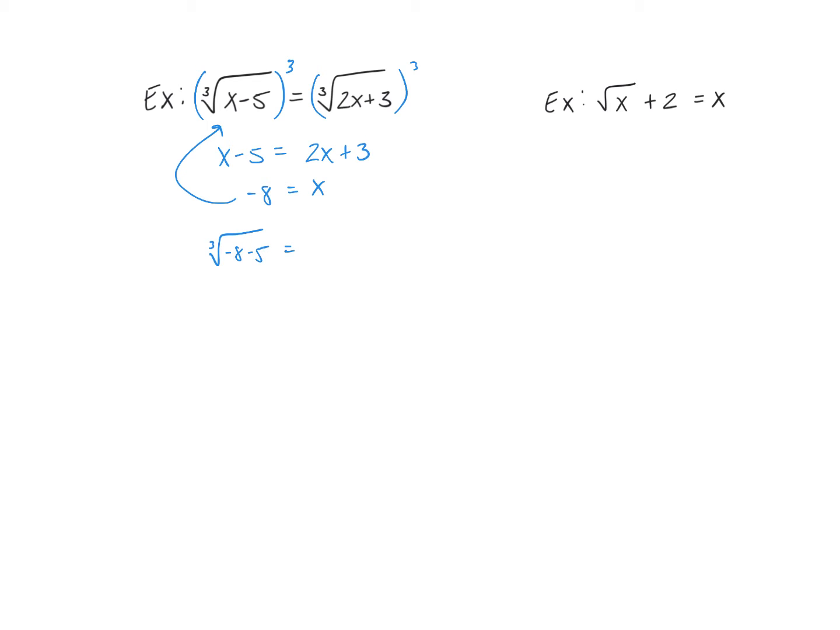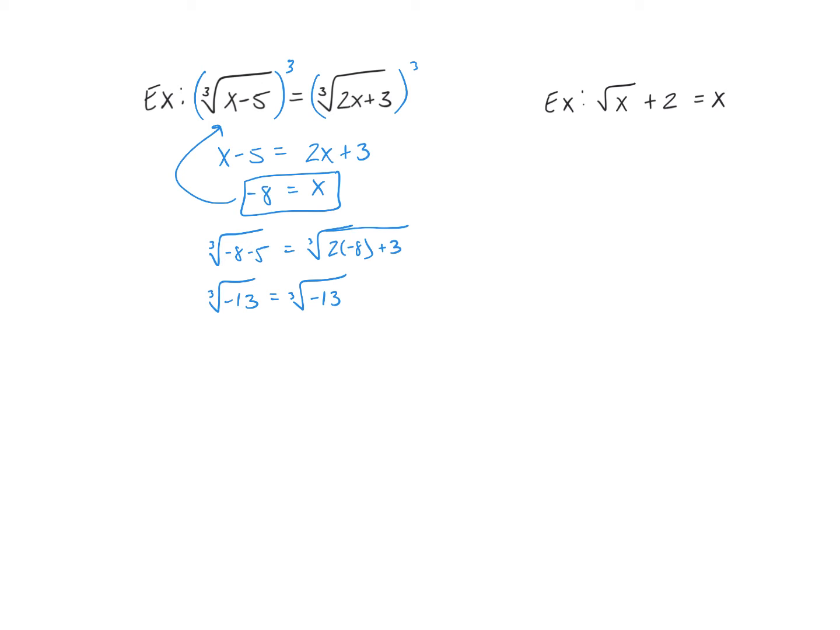So if I plug -8 in, I want to make sure that I get the same value on both sides. So on the left, -8 minus 5 is -13. On the right, 2 times -8 plus 3 is also -13. Does the cube root of -13 exist? Yes, it is a real number. Is it a nice number? No, but that's not super important. The important part is that it is a real number solution. Therefore, -8 does work, and we have correctly solved for x.